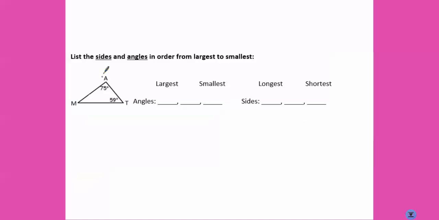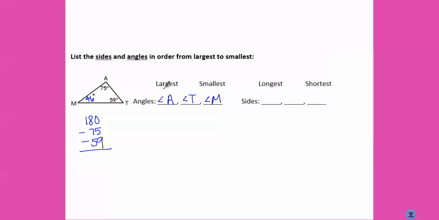What if we're given the angles? Now here, we're only given 2 of the angles, so we need to use our triangle sum theorem from last class to determine the measure of this third angle. We know the angles of a triangle add up to 180. We're going to subtract 75 and subtract 59, which would leave us with 46 degrees for our other angle, which is actually the smallest angle. So smallest angle would be angle M. The largest angle is angle A, which means angle T is our medium angle.